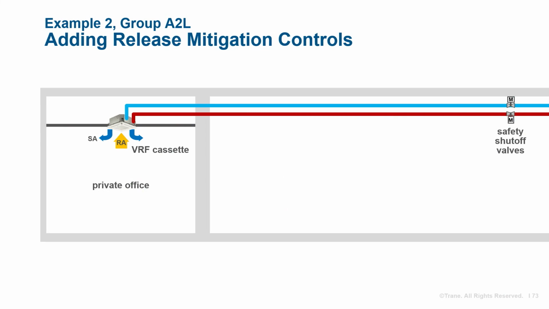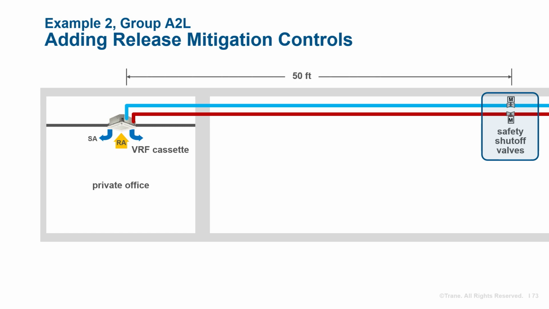As John mentioned previously, there's a new technology called release mitigation controls. This is also known as safety shutoff valves. These valves must be listed with the equipment and the refrigerant detection system. As I stated, they may not be available for all products. In our example, the indoor VRF cassette serving the private office is now equipped with safety shutoff valves that comply with the requirements in Section 7.3. Downstream of these valves is 50 feet of copper piping to route refrigerant to and from the VRF cassette.